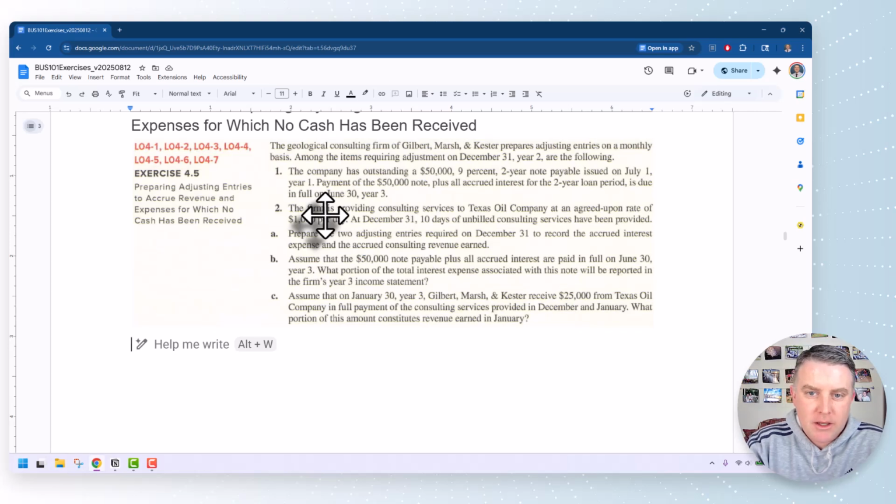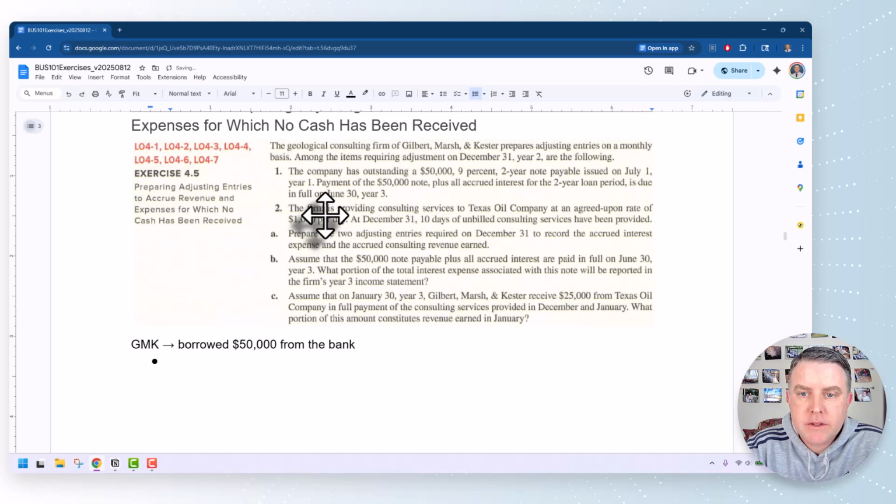All right, so this company, let's call them GMK, Gilbert, Marsh, and Kester. They borrowed $50,000 from the bank, and the term was 9% interest per year and 2 years until the loan needs to be repaid.